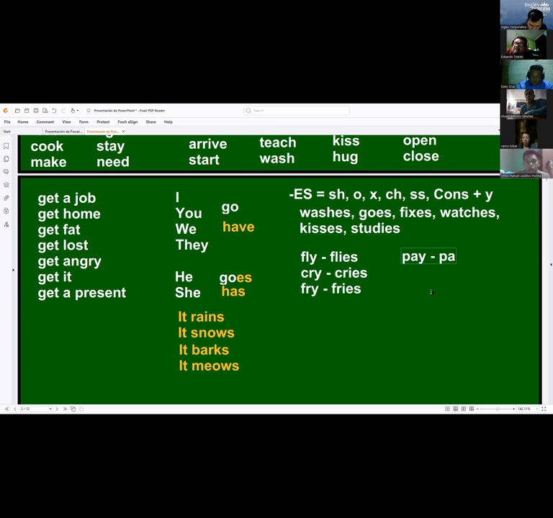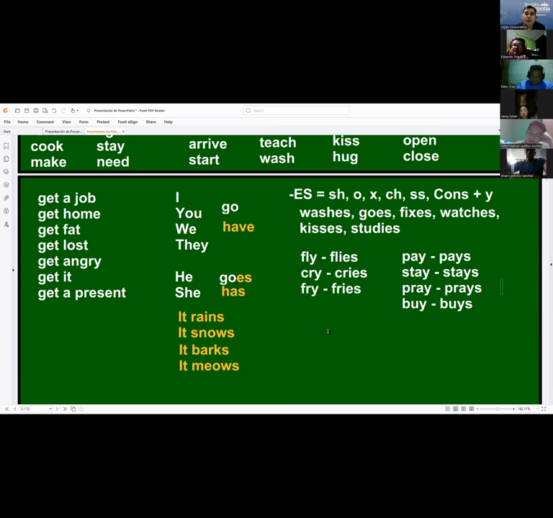Pay, stay, pray. Praise or buy, good. Sorry, no, put, no, porque put termina en T. Tiene que ser una Y. Si termina en Y precedida por vocal, solo se agrega la S. Pay, pays, stay, stays. Pray, prays.